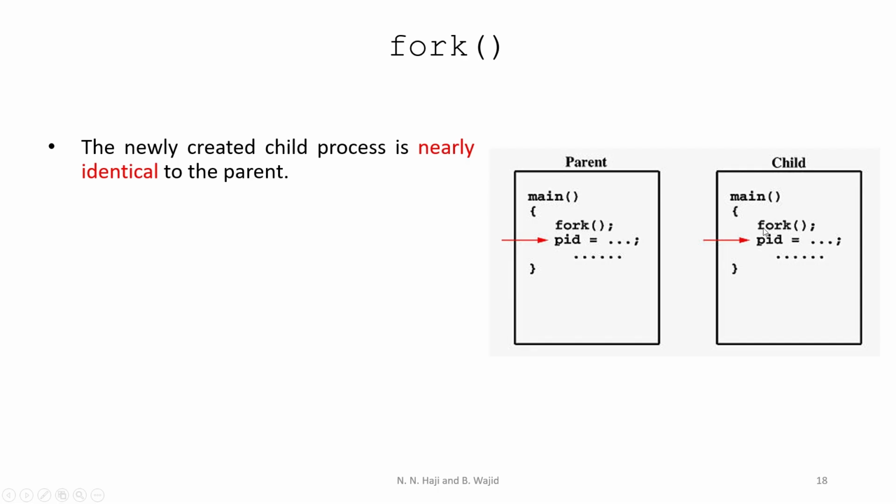So it's called nearly identical to the parent in the sense that it gets its own address space in the memory, it has its own registers, and it executes independently of the parent. The two processes are independent processes from this point on. You can still connect the parent to the child, but we're going to talk about that later.